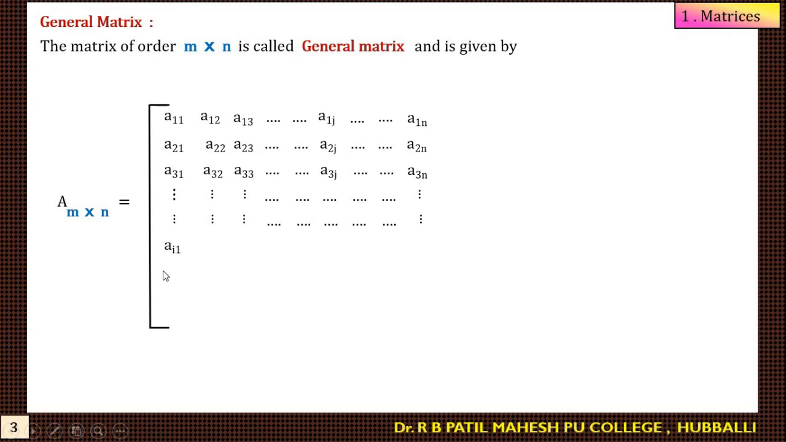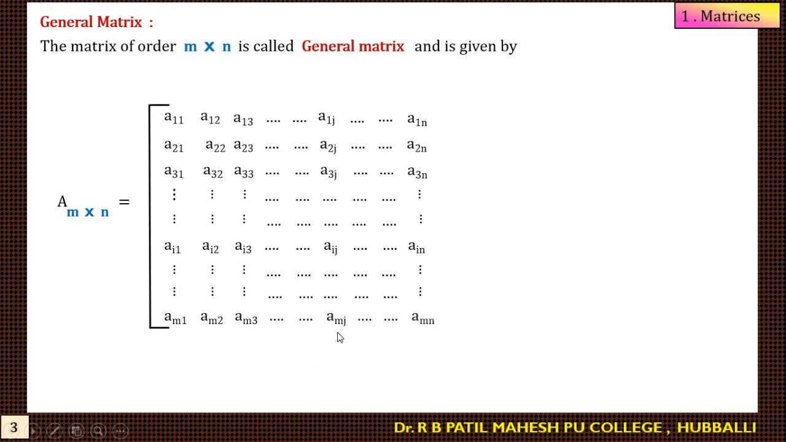The ith row is written as Ai1, Ai2, Ai3, and so on, Aij, and so on, Ain. Now the mth row is written there because there are m rows. So the mth row is written Am1, Am2, Am3, and so on, Amj, and so on, Amn, and close the bracket. So now this is called the general matrix of order m cross n.